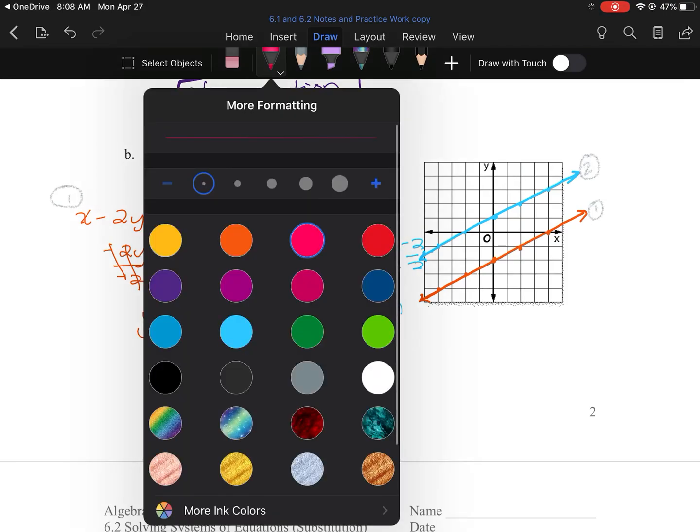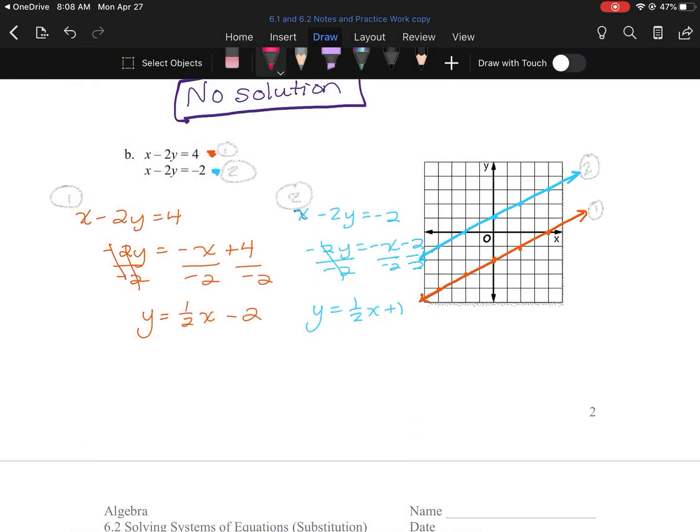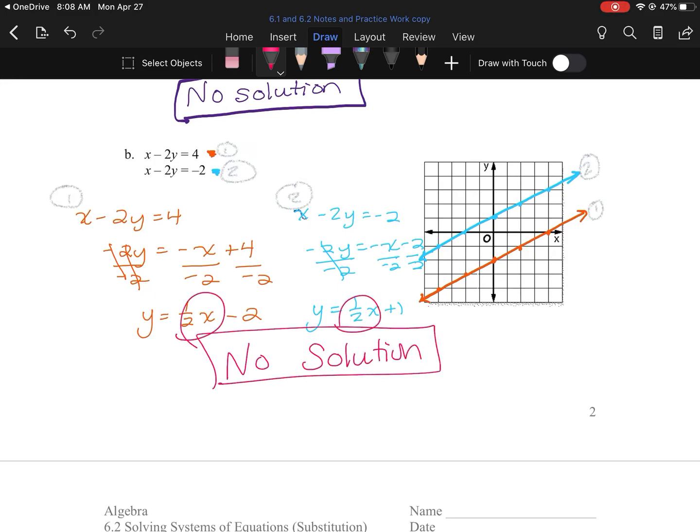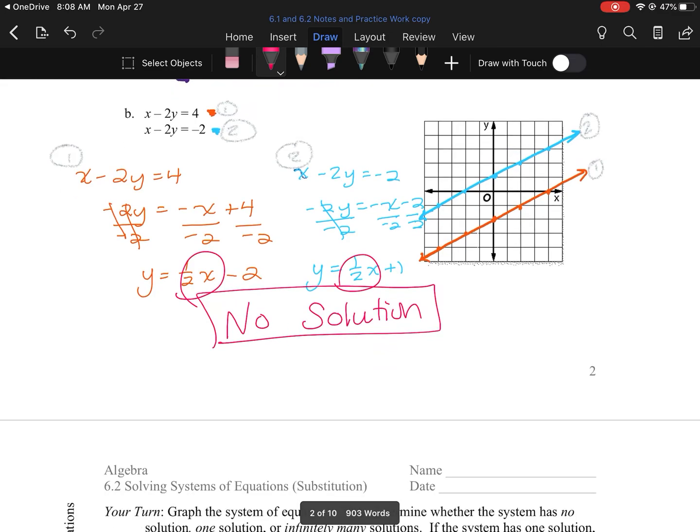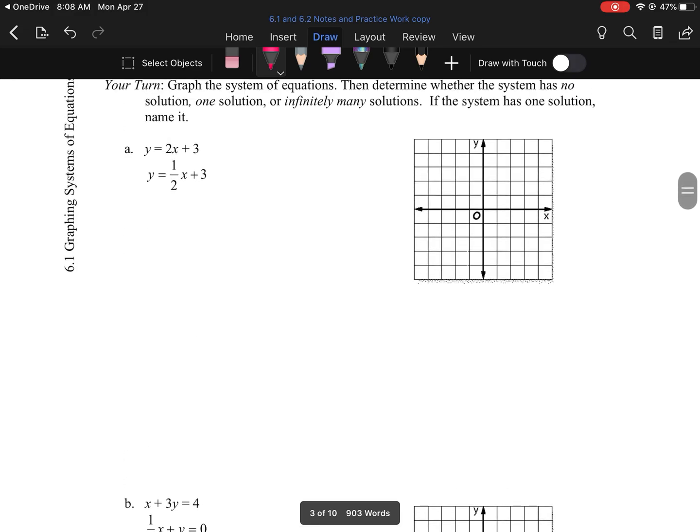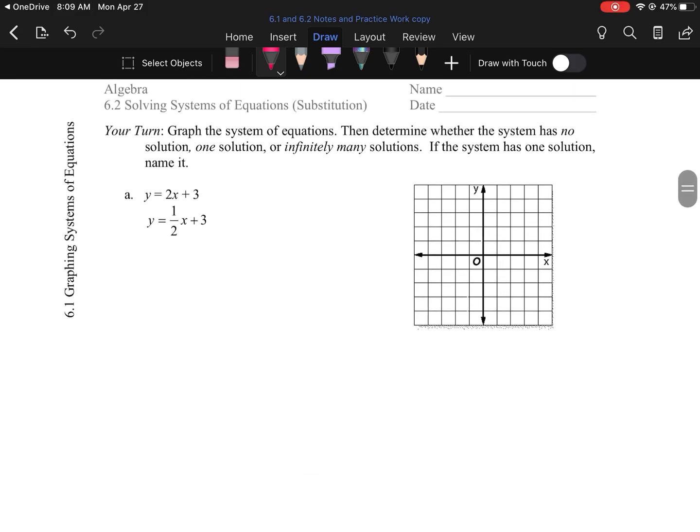All right. So going back to this, we have, again, no solution. I promise they're not all no solution. No solution because they are parallel. Double check. Yep, slopes are the same. Y-intercepts are 0. All right, you guys have 2 to do, and then your notes are done for today. So pause the video, try those 2 your turns on your own, then come back and check.